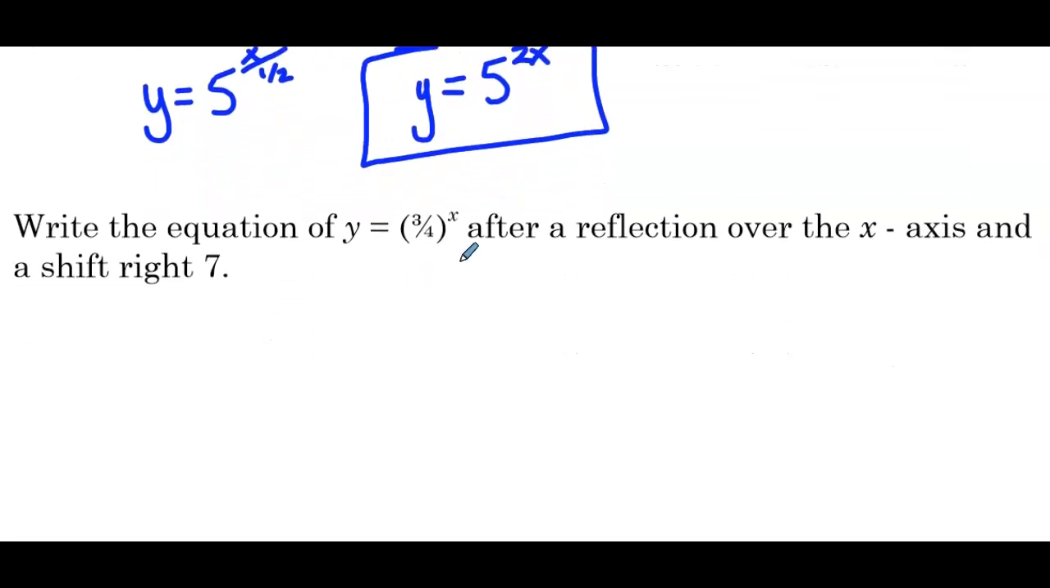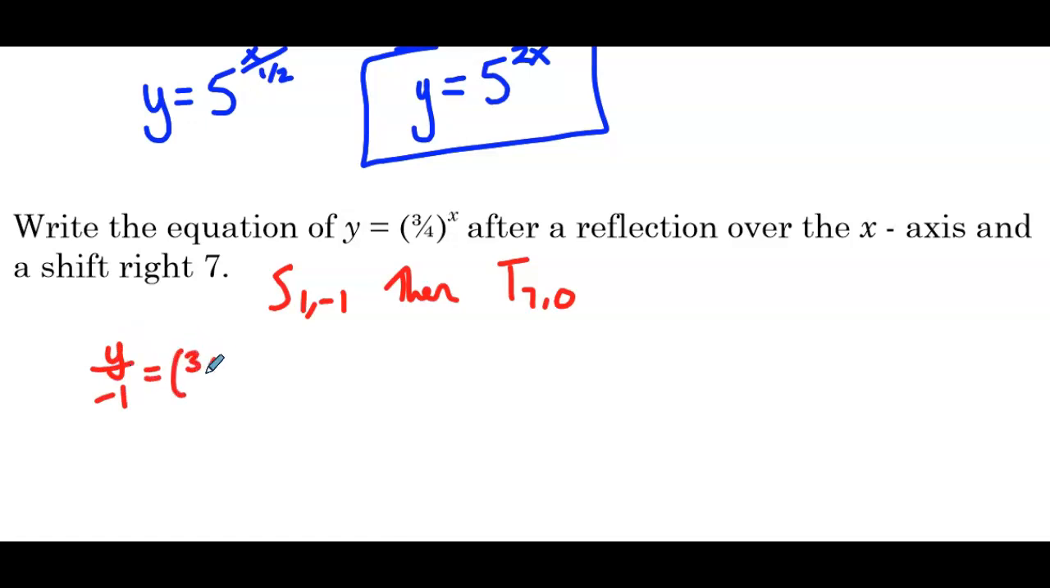Write the equation of y equals 3/4 to the x after a reflection over the x-axis and a shift right 7. Okay, our reflection, we're going to treat as a scaling. So if we're reflecting over the x, we're negating the y. And then we're going to follow that up, shift right 7. So that's a translation of 7, 0. Okay, so first we'll apply our scaling. So we're going to divide y by -1.